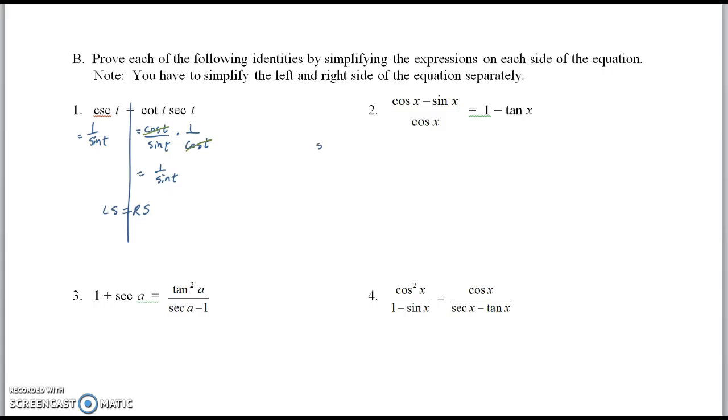Number 2. First, we're going to have to split the fraction because the cosine and the sine, there's no other way to simplify this. You can't cancel because of the minus sign, so we're going to split it into two separate fractions. Cos x over cos x, sine x over cos x subtracted, and then cos x over cos x is going to be replaced as simply a 1 minus sine x over cos x. And you might recognize that already as 1 minus tan x.